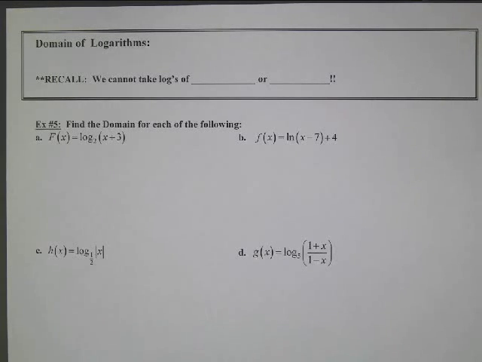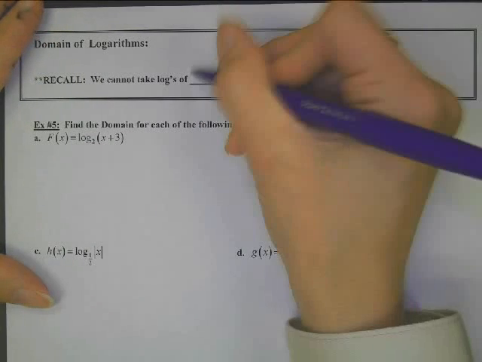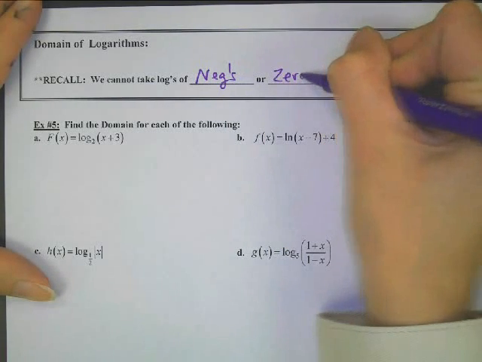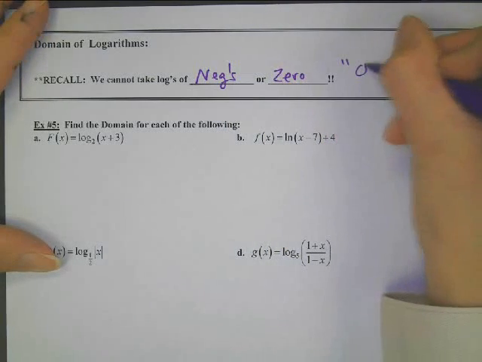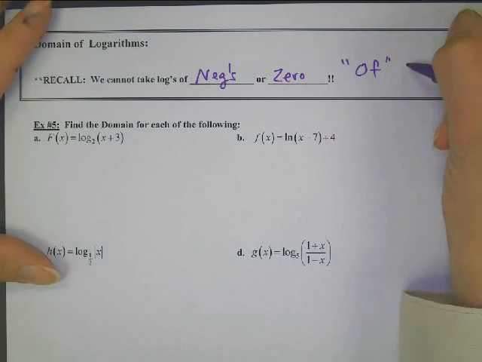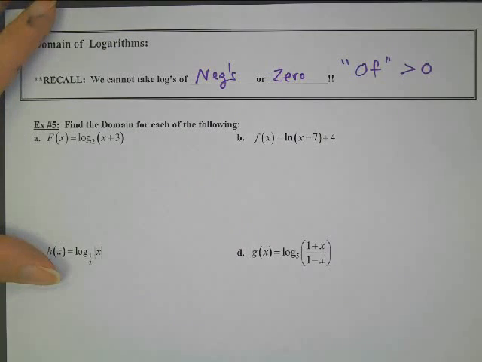Okay, let's investigate the domain of logarithms. Remember, we cannot take logs of 2 things, negatives or 0. So that means that whatever's in the log must be greater than 0. Not equal to 0 and not less than 0.